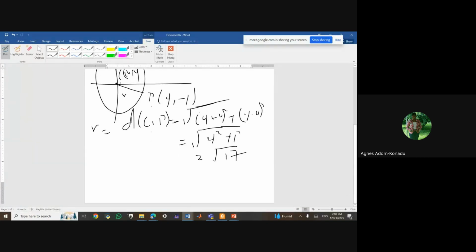So the equation will be x minus 0 squared plus y minus 0 squared is equal to the square root of 17 squared. So the equation will be x squared plus y squared is equal to 17. Did you all get it?